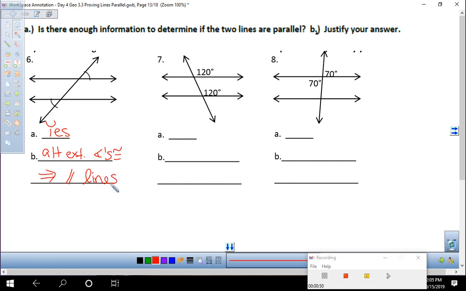You just look at your figure, see if it matches up to any of those converses that we just talked about. So number 7, I've got 120 and 120. If I think about my 4 converses, looks like corresponding angles to me, and I know my corresponding angles should be congruent. They should be the same. So yes, because corresponding angles are congruent, because that's what I see in my picture, I know my lines are parallel.